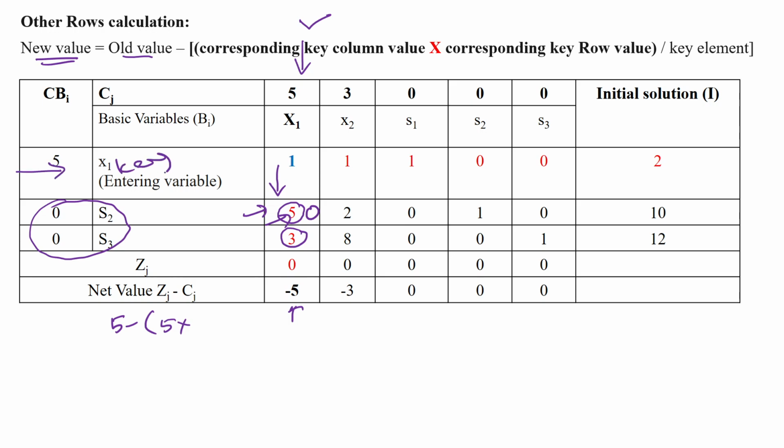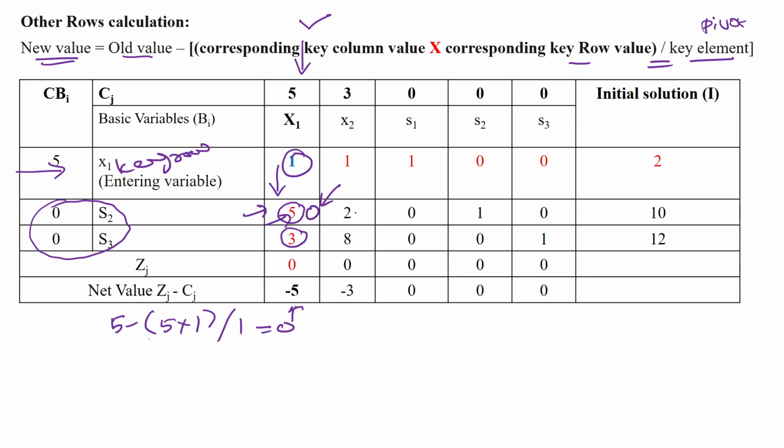This is the key row. The corresponding key row value is this 1. Then divided by the key element, that is the pivot element. The pivot element here is 1. So divided by 1. You see, when you are substituting the values, 5 minus 5 will become 0. So our aim is fulfilled.